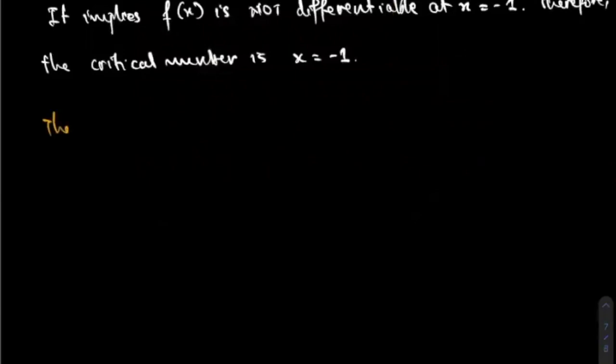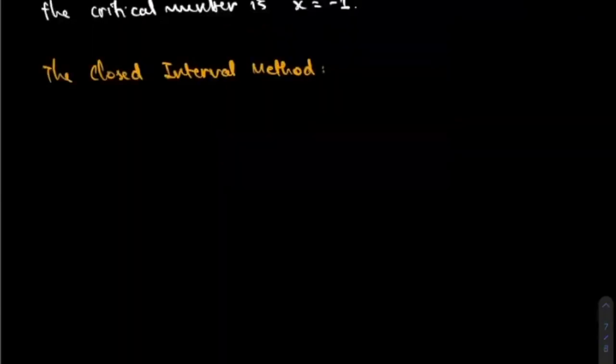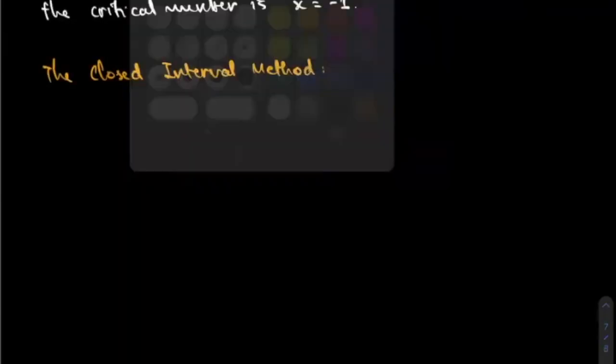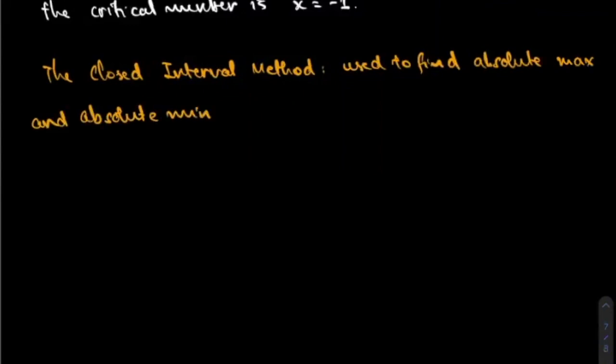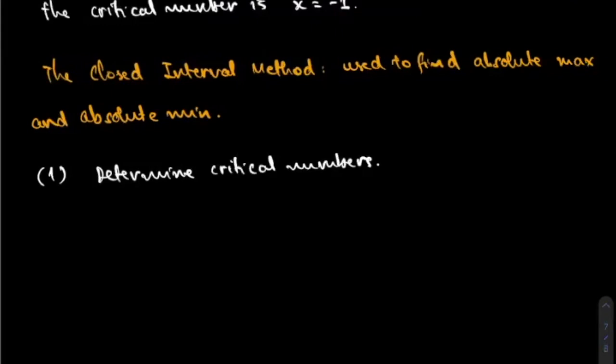The next thing is the closed interval method. So the closed interval method is particularly used to find absolute maximum and absolute minimum value. All right. So first step, determine critical numbers. We did a few examples related to this. Right? You know how to find it, determine the critical numbers.